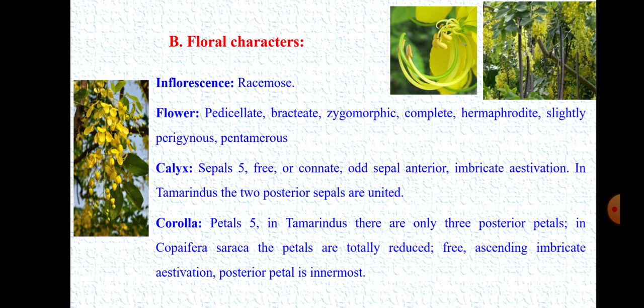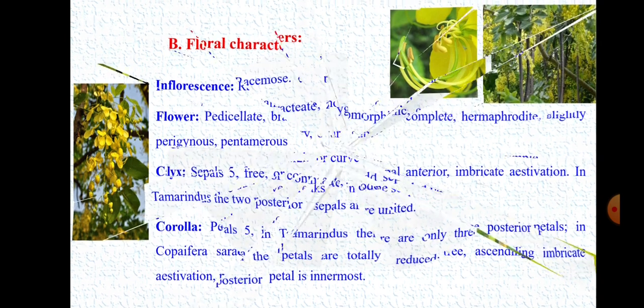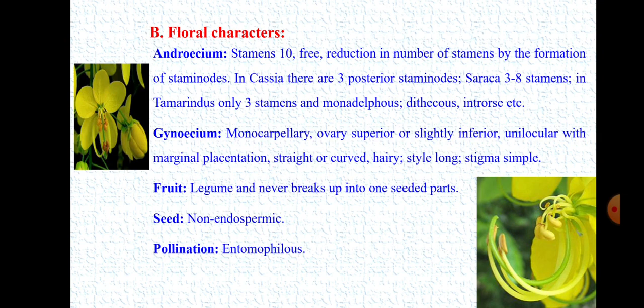The next character is corolla. The number of petals is 5. In case of Tamarindus, there are only 3 posterior petals. In Caesalpinia, Saraca, the petals are totally reduced, free, ascending, and imbricate type of aestivation. Posterior petal is the innermost. Then see here, these are the floral characters.